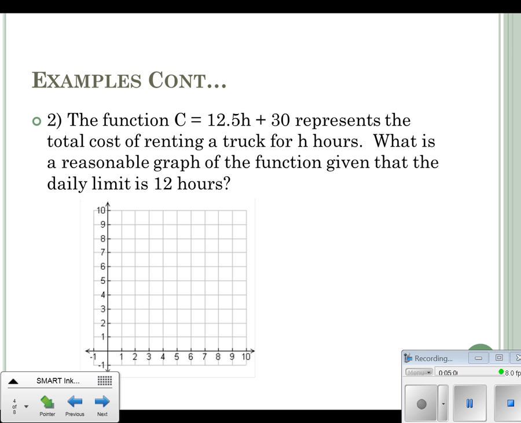The function c equals 12.5h plus 30 is representing the total cost of renting a truck for h hours. What is a reasonable graph of the function given that the daily limit is 12 hours?